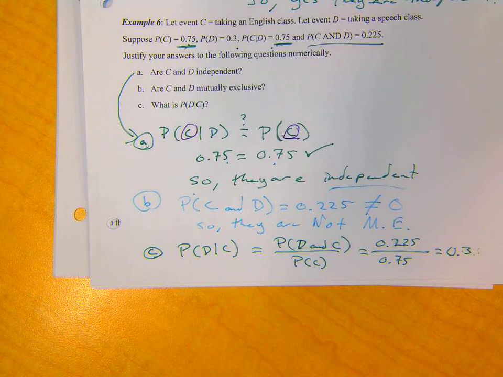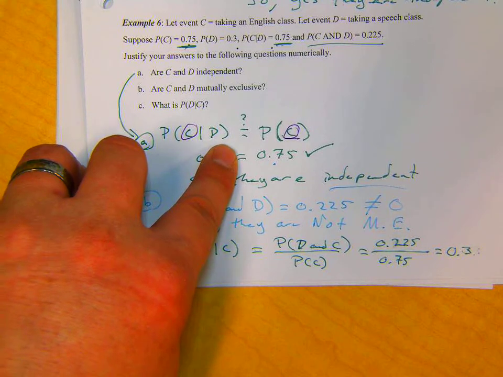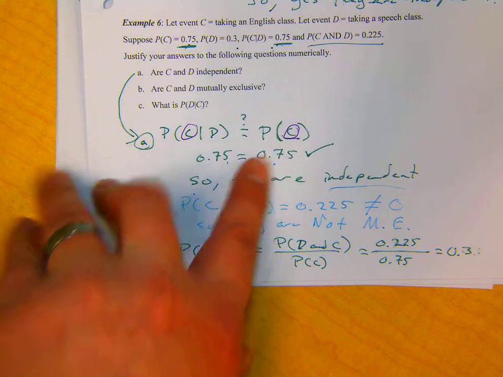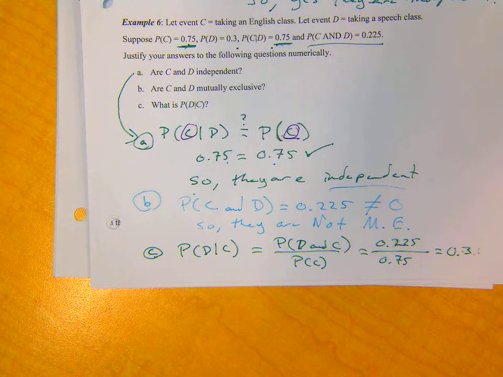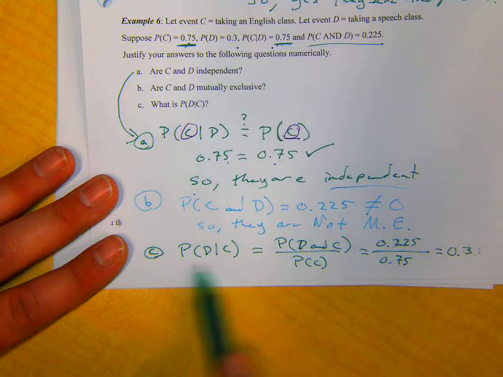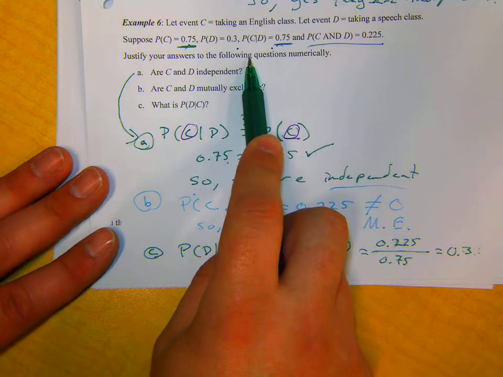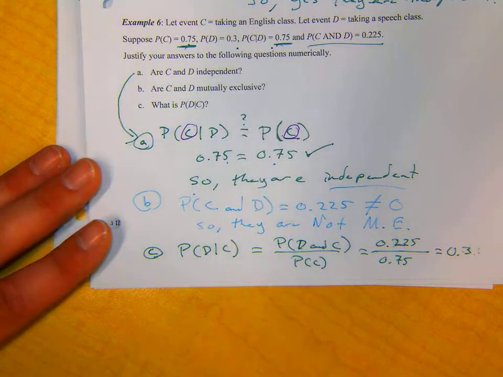Coming to A, does it matter if instead of P of C given D, we say P of D given C? You could have, but here's the problem: we had to calculate it. What was given to me was this one. I wasn't given the other one. I had to find it. Since I was given this one, I'm going to use that one, and I have to compare this to P of C, because I don't have the P of D given.